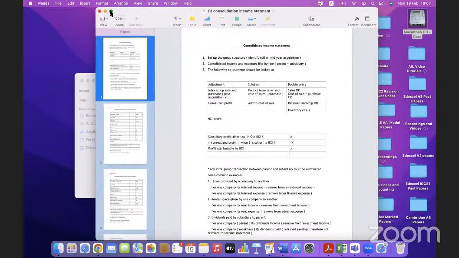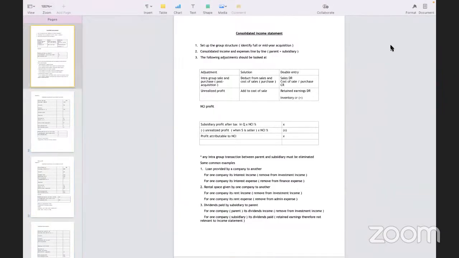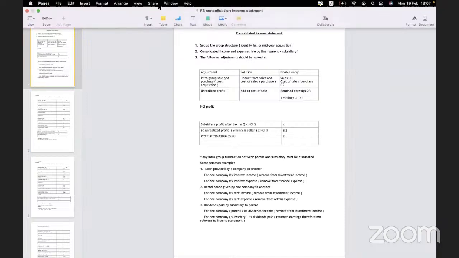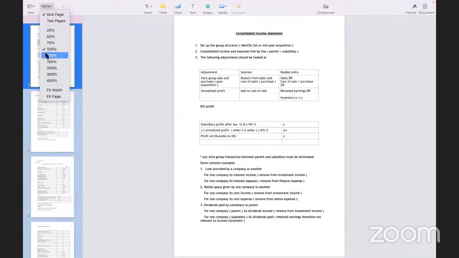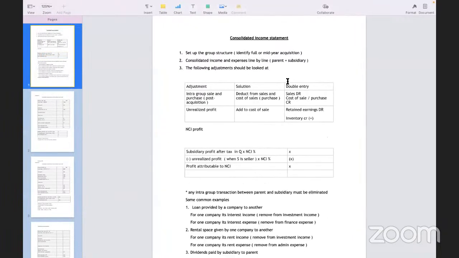Okay, right. So guys, last week we looked at the consolidated statement of financial position. Today, we will be doing a recap on the consolidated income statement. First of all, I'll quickly go through the basics and then we will start doing the revision kit questions on income statement.